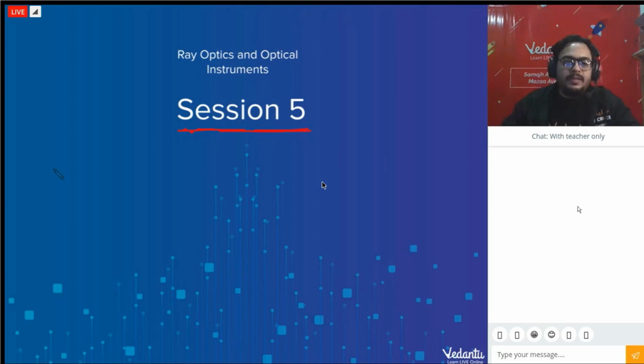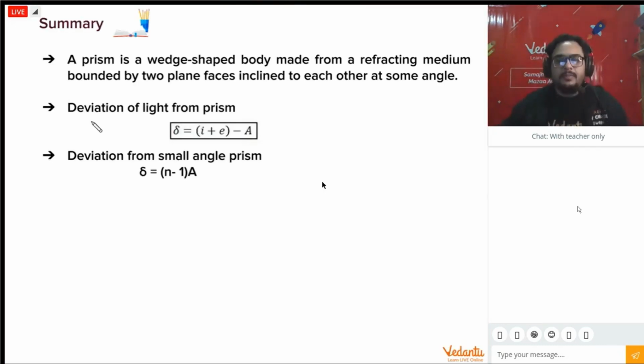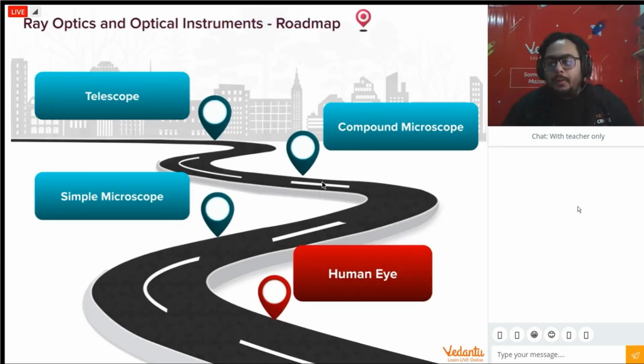So in the previous session, we studied thin prism and a normal prism. We studied the formula for deviation and also deviation for a thin prism. We will study today about the optical instruments that are in our syllabus, which are a simple microscope, a compound microscope, and a telescope. I hope you have seen all of these. I'm definitely sure you have seen a simple microscope, if not the others.